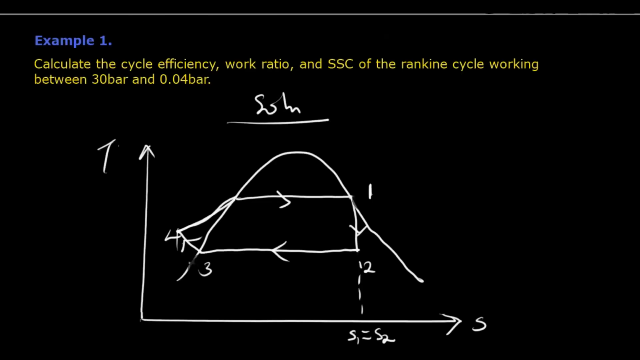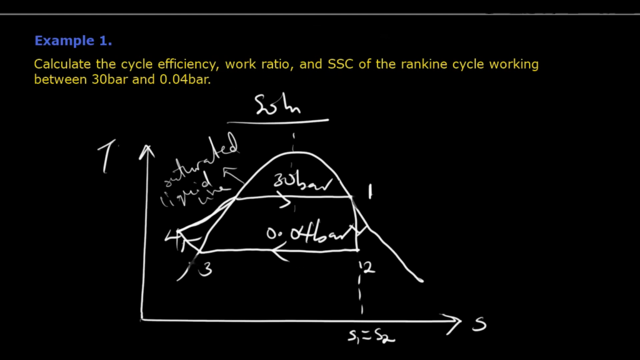So we are given 30 bar and 0.04 bar. So what do we do here? What do we start working with? Now remember, just like I said, here is the saturated liquid line, and here is the saturated vapor line.